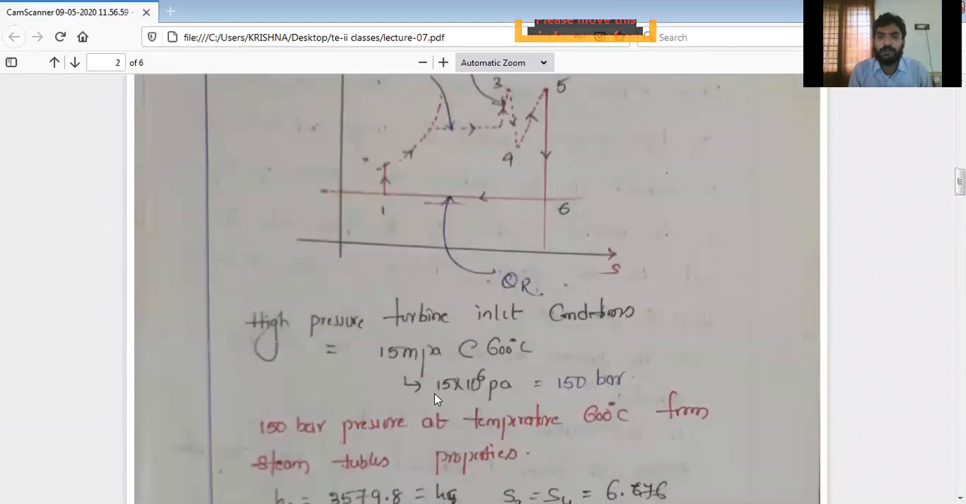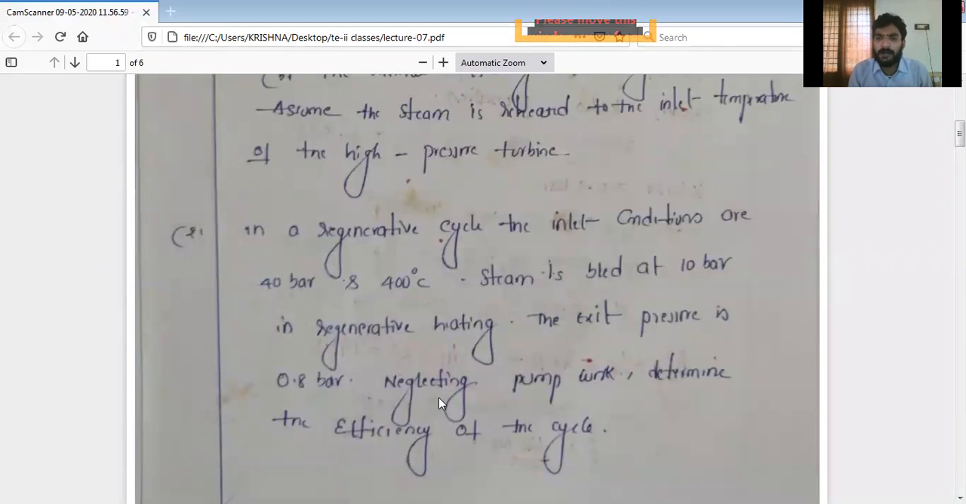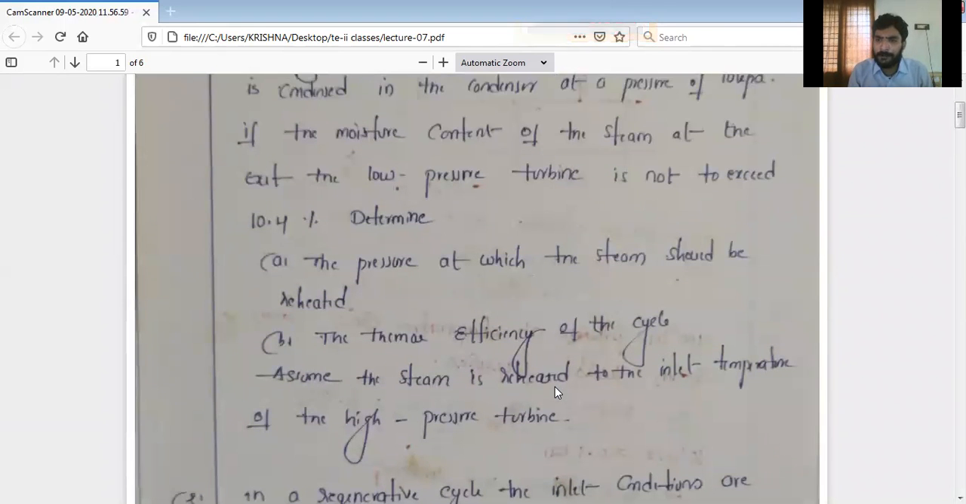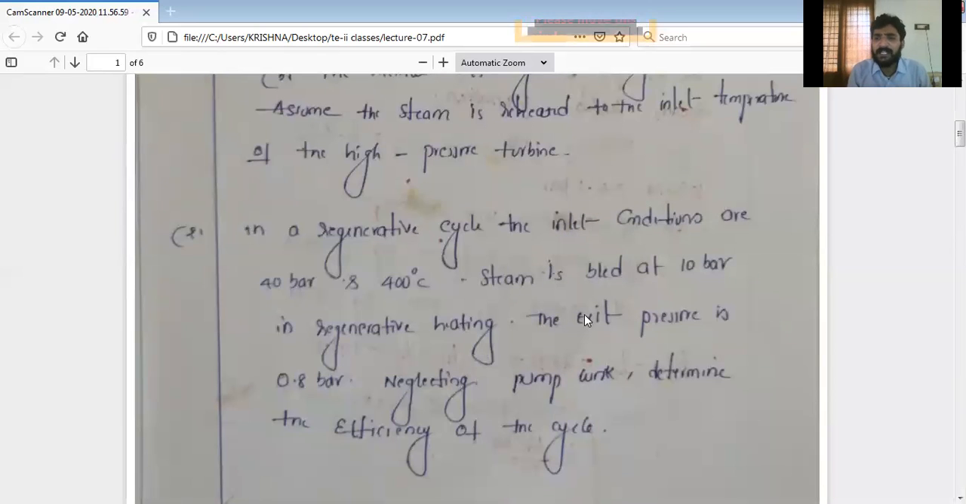These are the two important problems related to the reheating Rankine cycle and the regenerative Rankine cycle. In the next class, we will try to discuss another 2 or 3 problems related to Rankine cycles. Thank you.